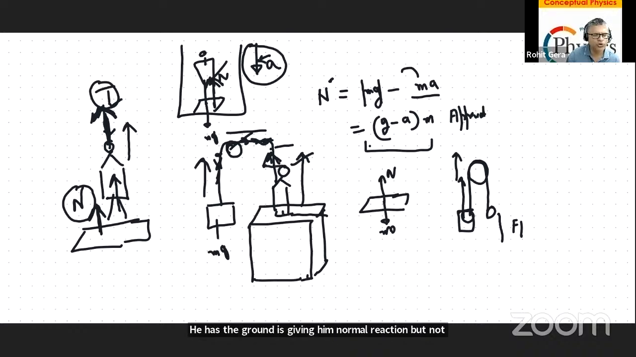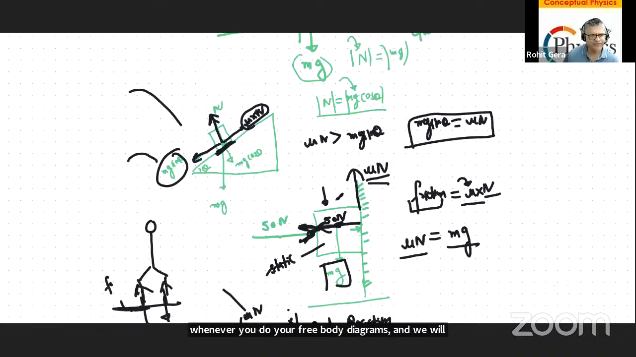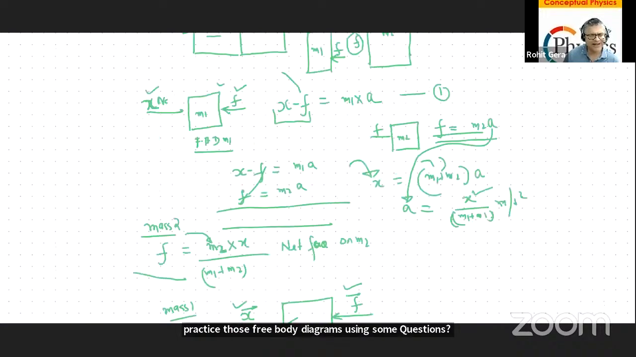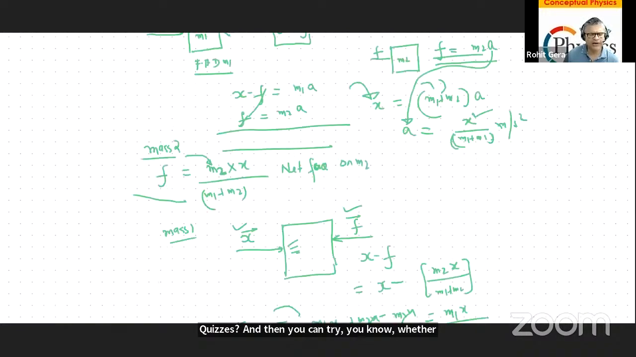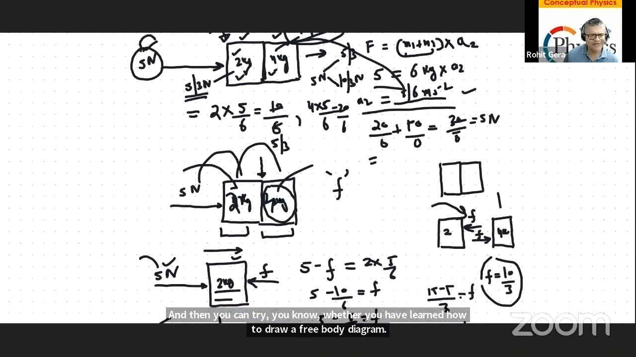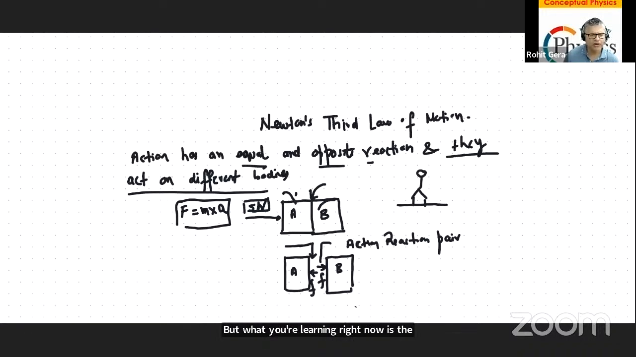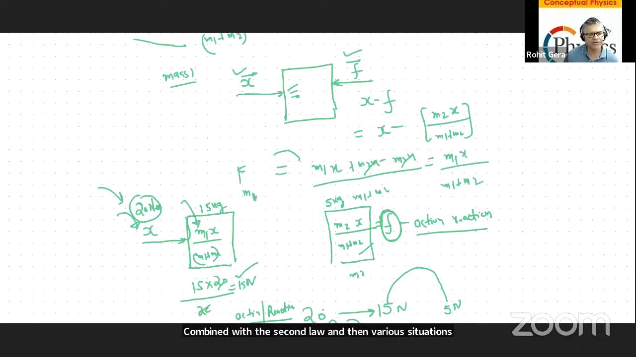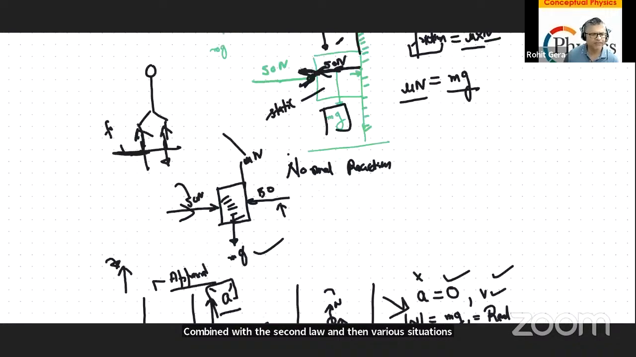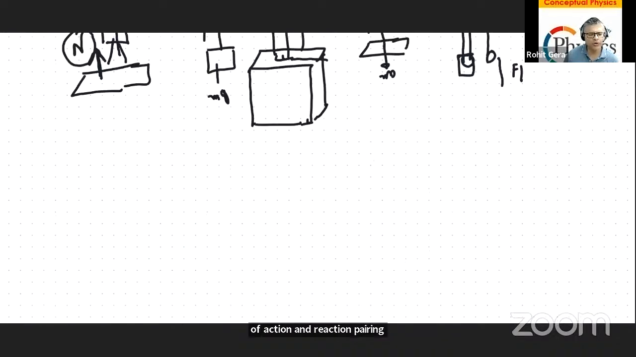So whenever you do your free body diagrams, and we will practice those free body diagrams using some questions, quizzes, and then you can try whether you've learned how to draw a free body diagram. But what you're learning right now is Newton's laws of forces, especially the third law, combined with the second law, and then various situations of action and reaction pair. Most of the people forget to apply Newton's third law. That's a point I'm trying to make. They will not apply this because they tend to forget it.